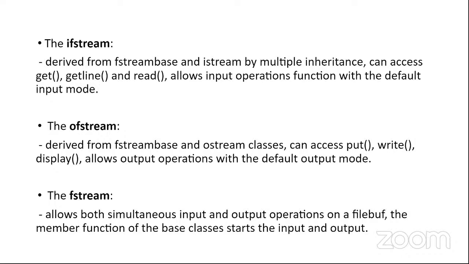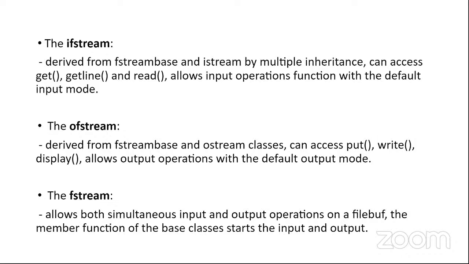And the second one is the ofstream. It's derived from the ios base and ostream base classes. This data type represents the output file stream and is used to create files and write information to files. And we use put, write, display, and it also allows output operations with the default output mode.